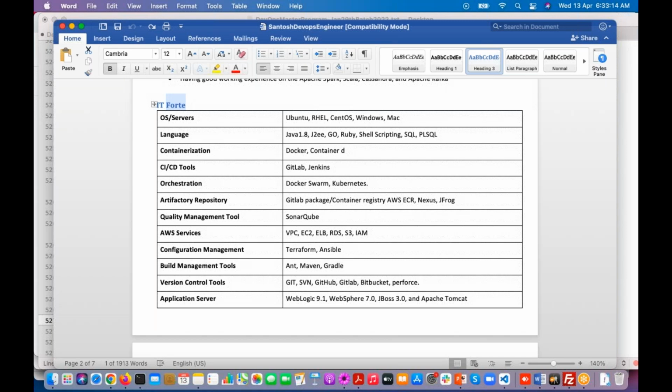Some guys keep tools that they don't know. See here, PL/SQL, Go language. You guys don't know, right? Ruby and all, if you don't know, you can remove it. Keep shell scripting. You guys know that, right? And you can keep YAML. You can keep Groovy here, right?